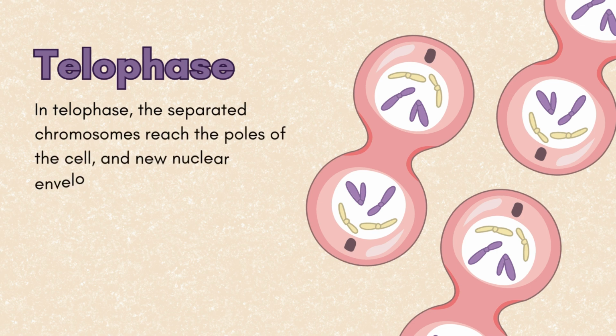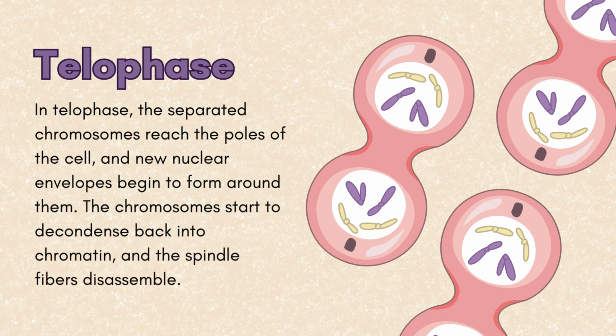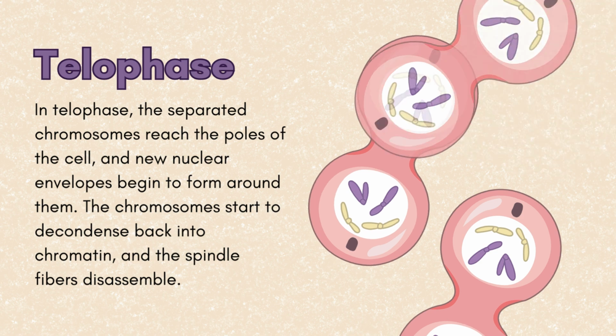New nuclear envelopes form around each set of chromosomes, which then begin to decondense back into chromatin. Meanwhile, the spindle fibers disassemble, signaling the near end of cell division.